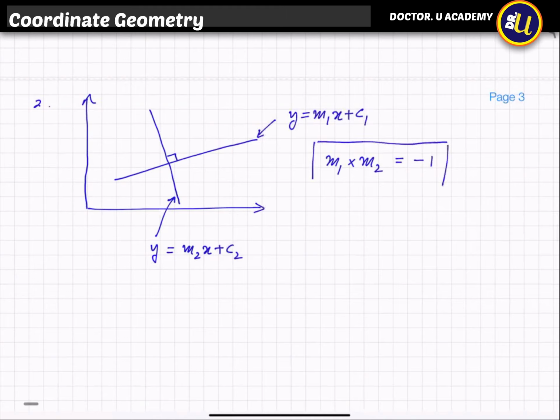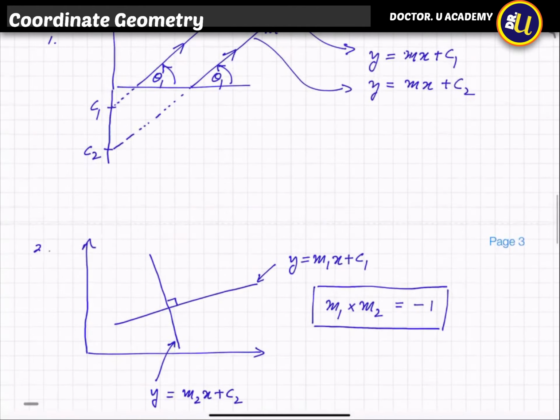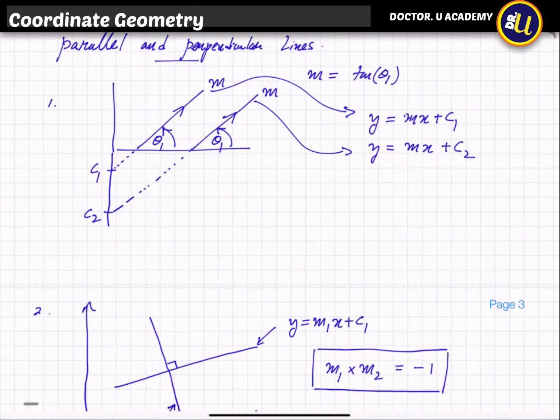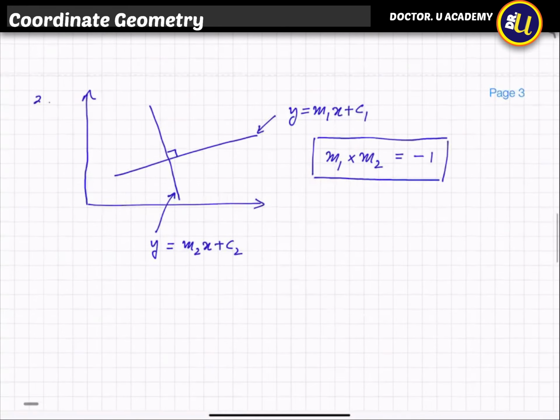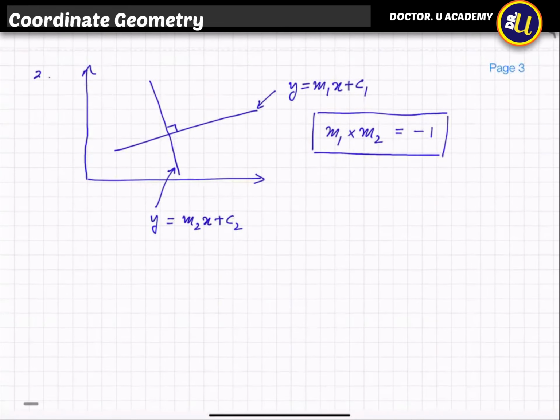The geometric proof is not required here, but this would be the condition. So the condition for parallel lines is that the gradients are equal to each other, and the perpendicular condition would be m1 times m2 is equal to -1.